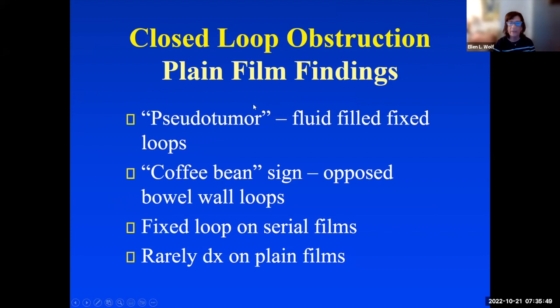So are there any plain film findings of closed loop obstruction? It's very rare to be able to diagnose closed loop obstruction on plain films. You may see a pseudotumor of fluid-filled loops of bowel, a coffee bean sign of opposed bowel wall loops, or fixed loops on serial films if you're taking those, but it's rarely diagnosed on plain films. So we can't rely on plain films to make that diagnosis.